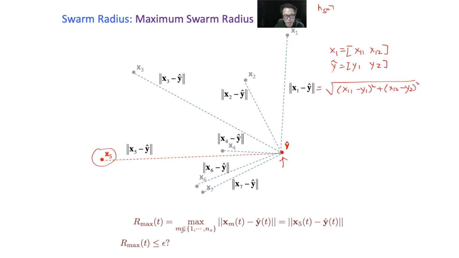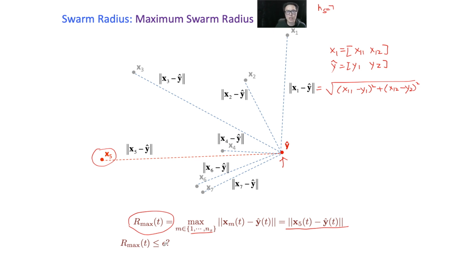When we exercise this expression, we just pick the one. This means that the maximum distance for this group of particles from 1 to 7, the one that gives you the maximum radius, is x5. So this is the Rmax, and then check whether Rmax is less than the predefined value epsilon. If it does, we stop. Otherwise, we are going to carry on.